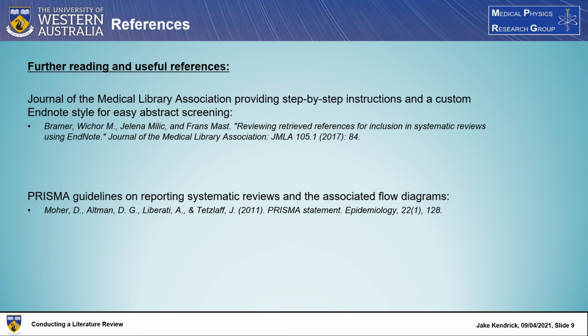If anyone is interested in further reading and useful references, the Journal of the Medical Library Association provides a step-by-step instruction manual on how to conduct a literature review, but they also provide a custom EndNote style which allows for easy abstract screening as well. So if anyone's interested in that, check out that reference there. Otherwise, the PRISMA guidelines on reporting for systematic reviews is a really good reference to read. And if you're interested in also including your own PRISMA diagram when you conduct your literature review, definitely check out that reference there. And you can also check out the PRISMA website where they have easily downloadable files to get those flow diagrams.